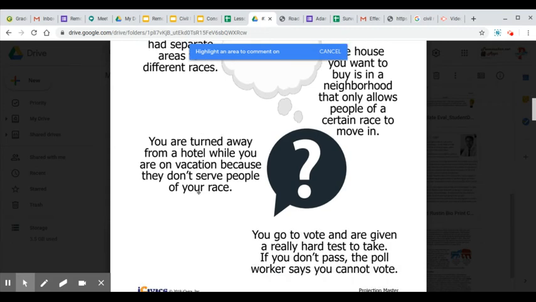Last one. What if you were turned away from a hotel that you wanted to stay at while on vacation because they didn't serve people of your race? Would you be allowed to stay in other hotels, or how far would you have to travel just to find one that would allow you to?